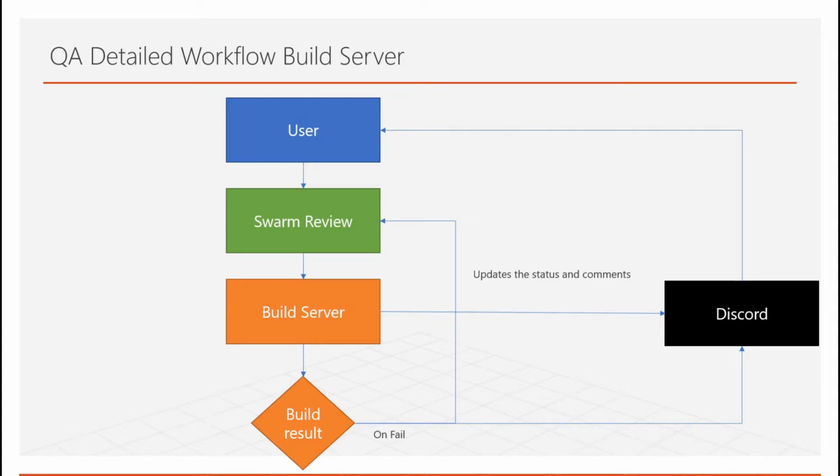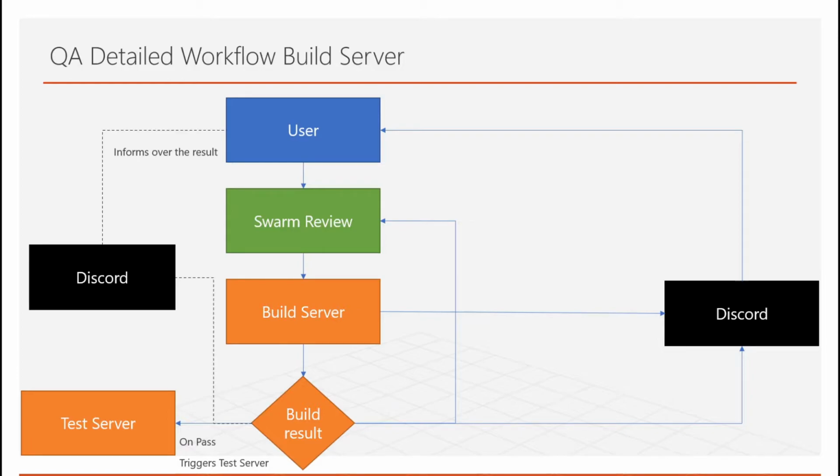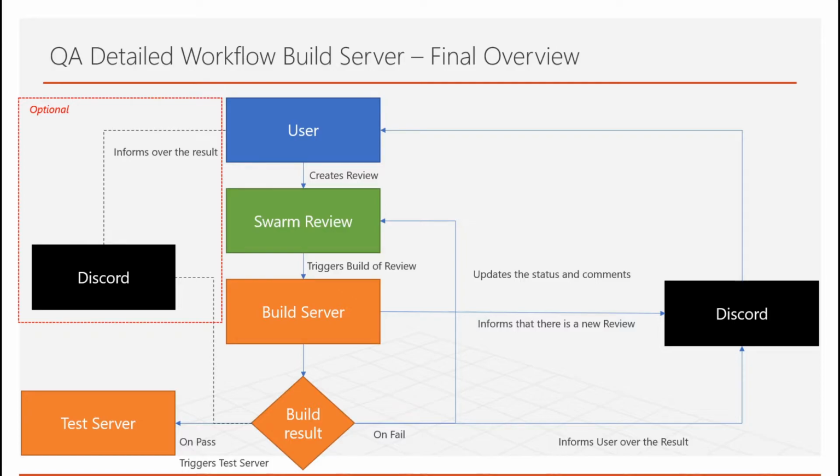And if this is the case, the build server will automatically update the Swarm review by saying, hey, there's a bug. It will also update the status in terms of up or down vote, in this case down vote. If everything was okay, it will trigger the test server. And then the test server will run its tests. And optionally, you can also inform that the build was successful if you separate the build step and the test step from each other, which are actually different jobs in Jenkins. And this is optional. And this is the entire pipeline of the build server.